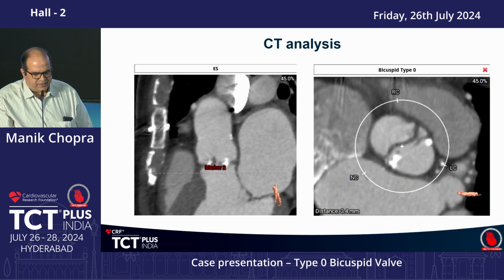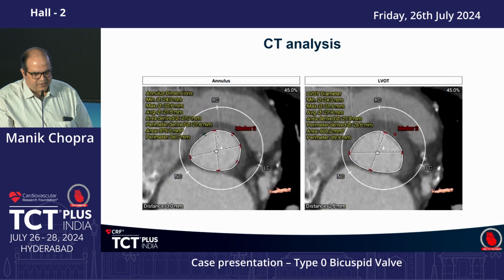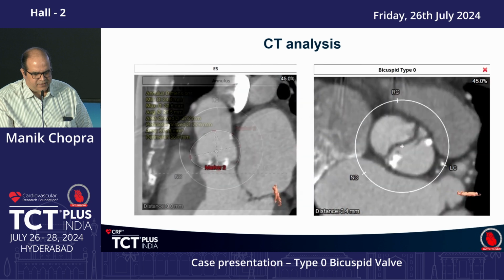Indeed, it's in systole. You could see the mitral valve to be closed. The right-hand image shows a bicuspid type 0 valve with probably anteroposterior orientation of the commissures. You can clearly see two sinuses and two commissures.